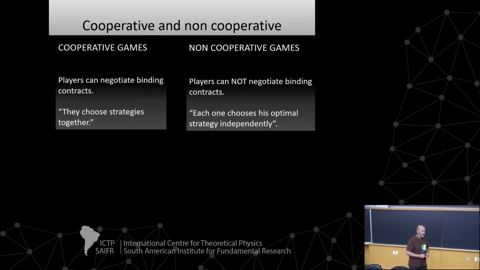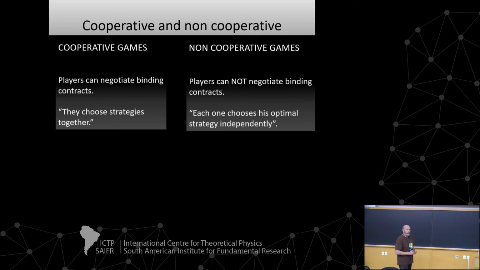In the cooperative games, the players can negotiate binding contracts, so they can try to communicate with each other. They can try to reach consensus and try to bind the contract. And they can choose strategy together. There is a discussion, there is a consensus about what strategy to adopt because they cooperate among them.